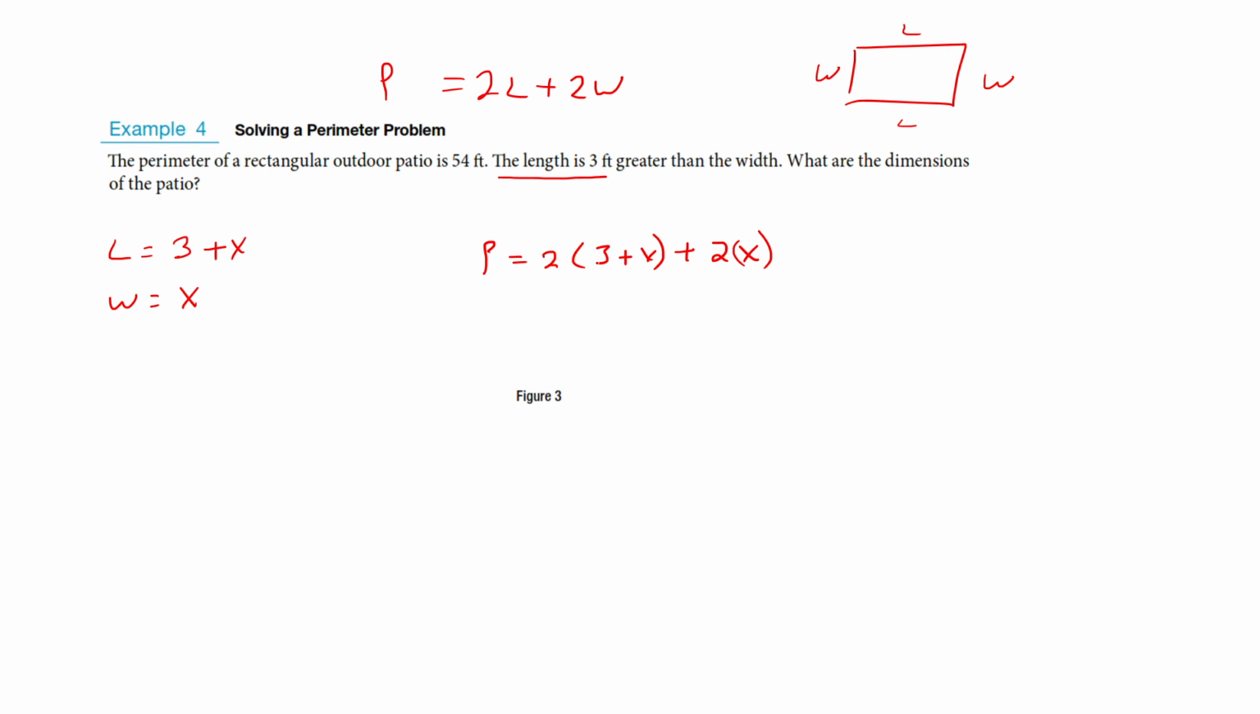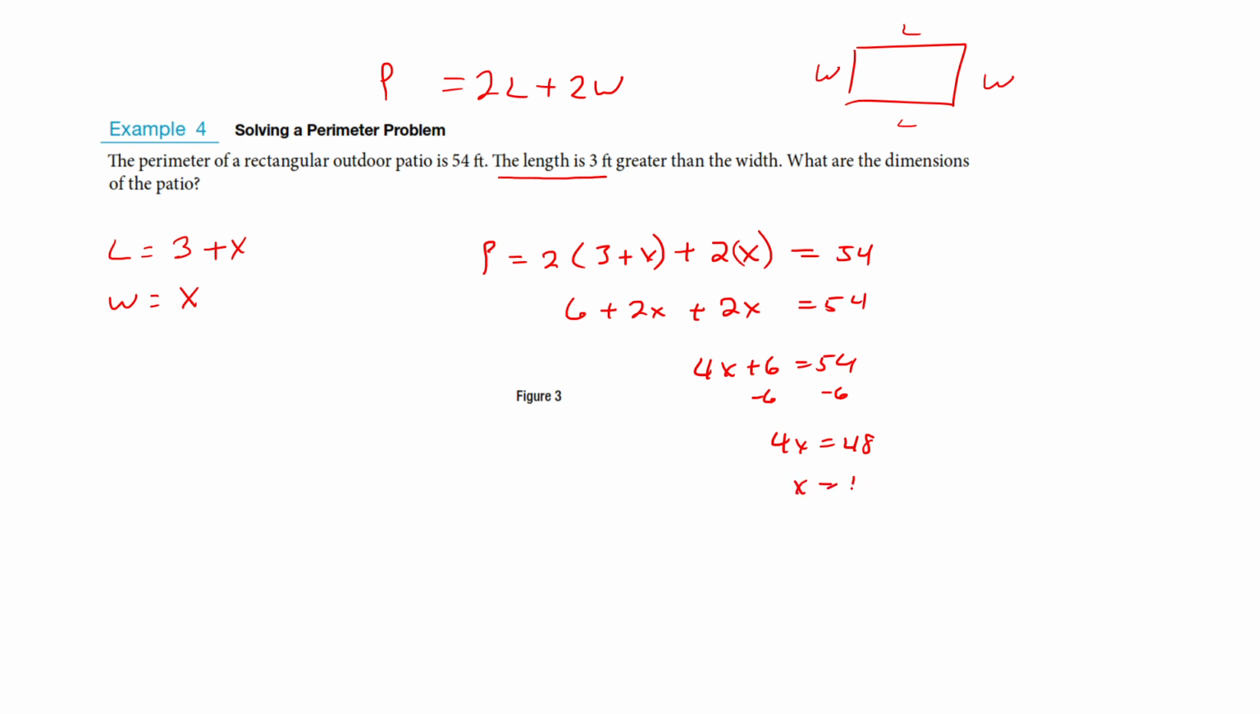If I'm doing 2 times 3 plus x, I'm going to get 6 plus 2x. And then over here, that's 2x. Oh, I'm sorry, they told us the perimeter equals 54. So we know this equals 54. Now let's solve for x. I've got 4x plus 6 equals 54. Just combine my like terms. Now I'm going to get it down to a factor puzzle here.